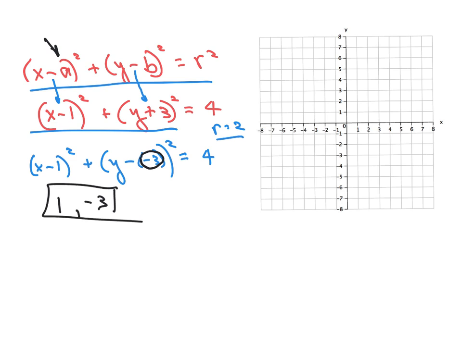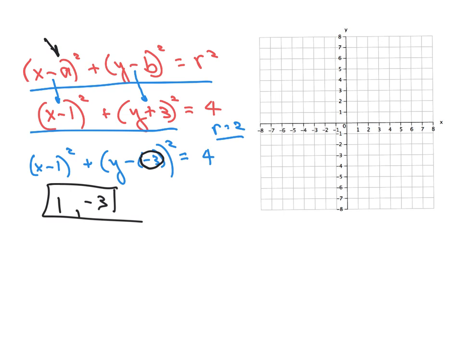Okay? So one way to get this, if you don't want to remember this part here, if you just look at these two, you take the opposite of that and the opposite of that, and that gives you your center point. So 1, negative 3. So my center point is right there, and I have a radius of 2, and then I can just draw my circle like that. And that's how you get that one.